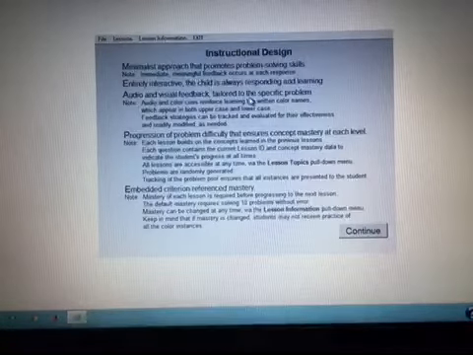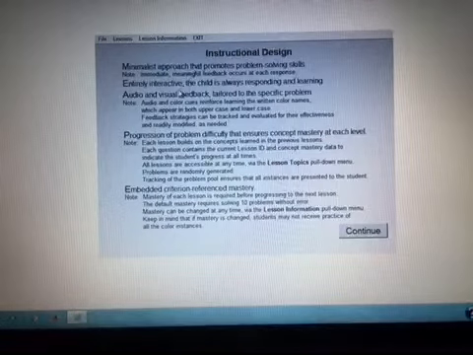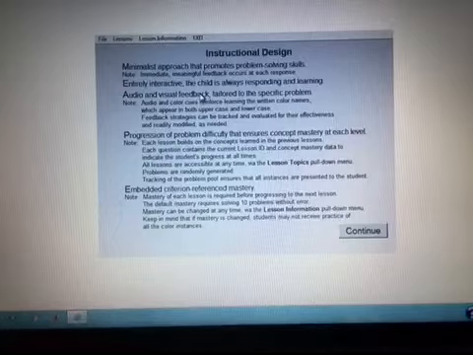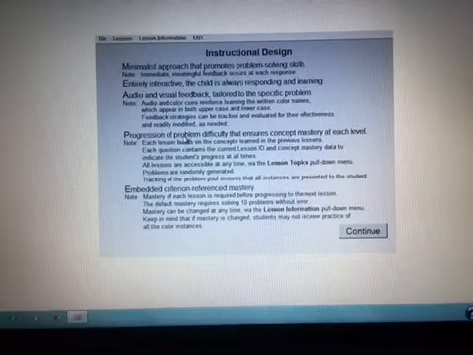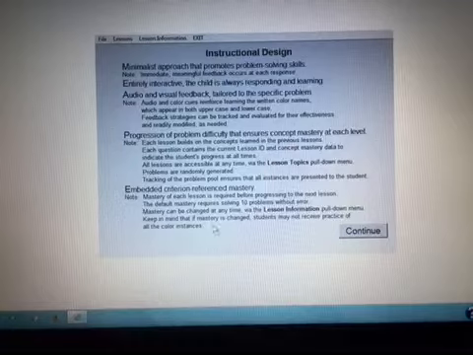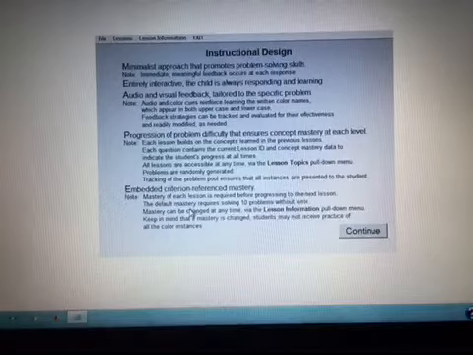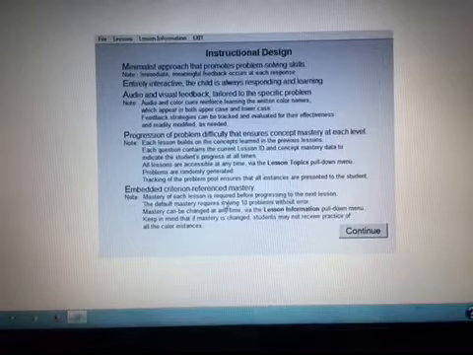Let's look at the instructional design. It's a minimalist approach, entirely interactive. The student is always responding. There's audio and visual feedback for this course because it's for a younger audience. We have the progression of problem difficulty that we just discussed. And then we have embedded criterion referenced mastery so that the student must answer 10 in a row in order to proceed to the next lesson.